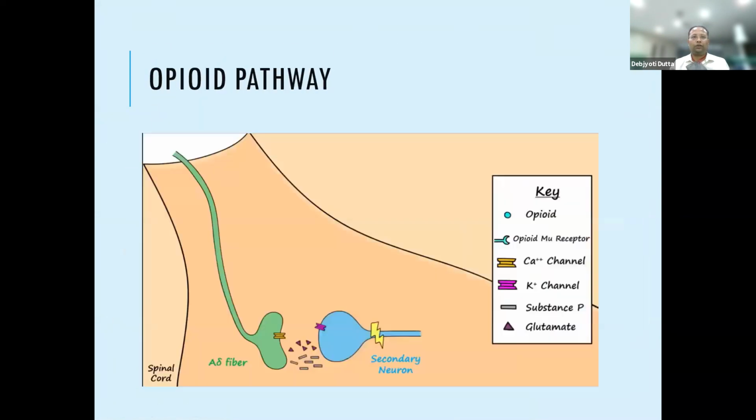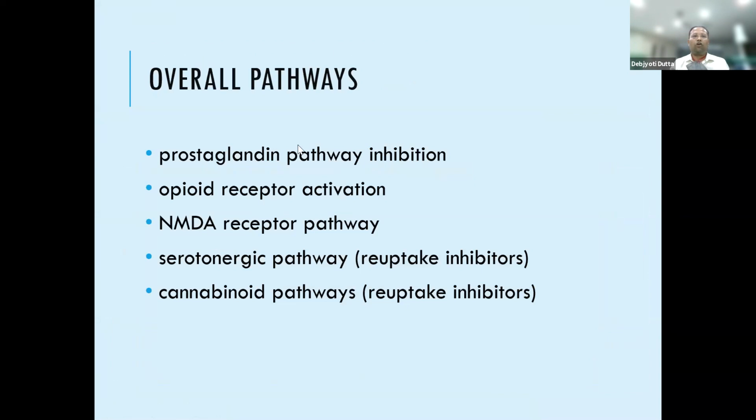Because okay, so here are the overall pathways. How many pathways? There are multiple drugs, so there are multiple pathways also, but the common pathways are prostaglandin pathway inhibition, then opioid receptor activation, then the NMDA receptor pathway, NMDA receptor blocker, as I showed you now, and the serotonergic pathway. These are reuptake inhibitors. Serotonergic and cannabinoid pathways are newly identified, not very old. Okay, so these are reuptake inhibitors.